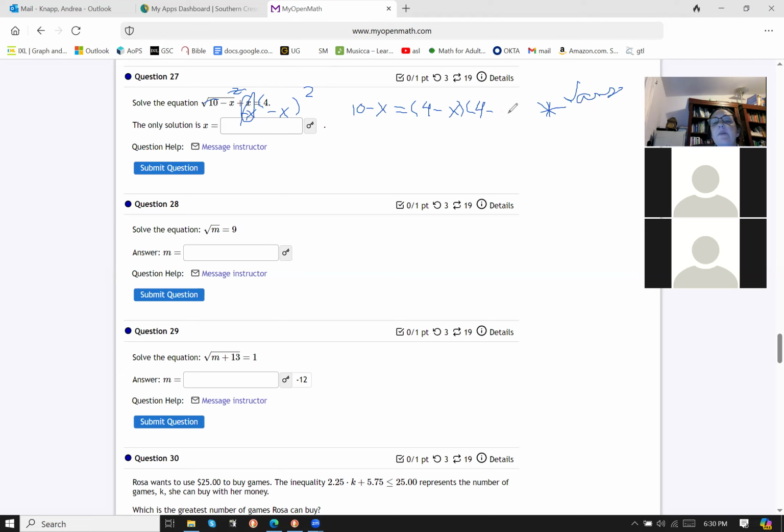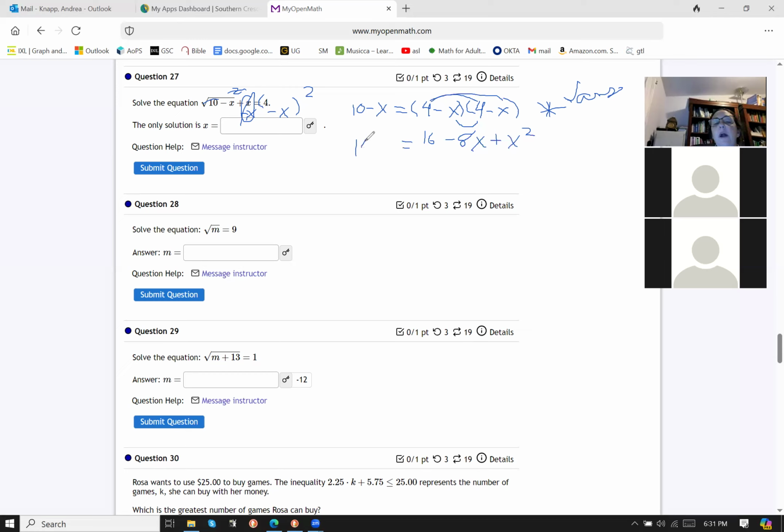All right, this is going to give us a perfect square trinomial because it's the binomial times itself. 4 times 4 is 16. 4 times negative x is minus 4x. And then we have another minus 4x there. Combining those like terms gives us a minus 8x. And then negative x times negative x is plus x squared. Now that's all equal to 10 minus x.